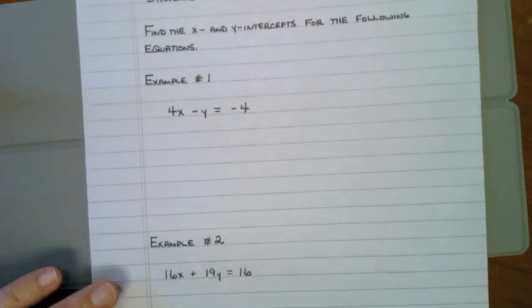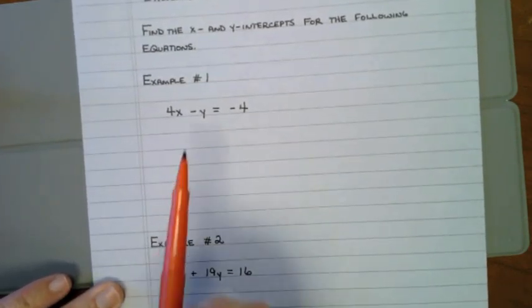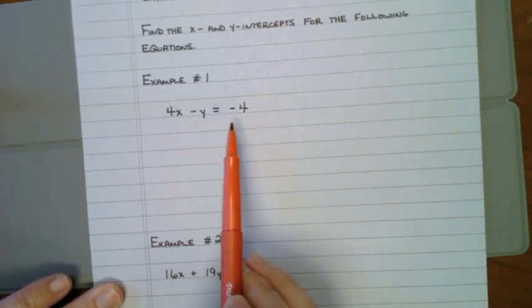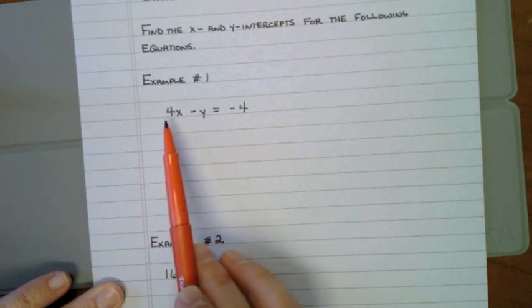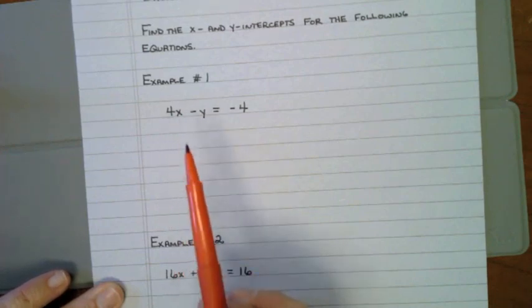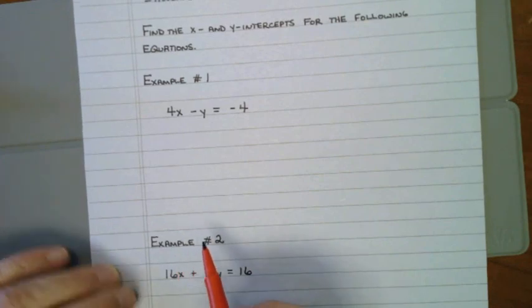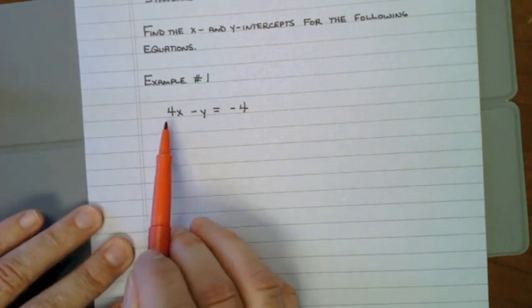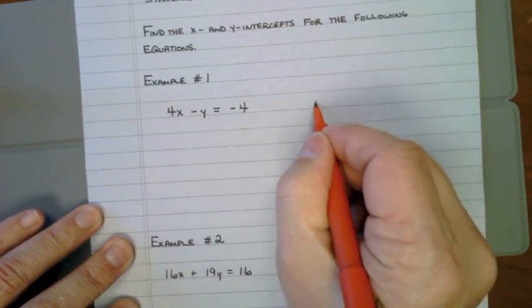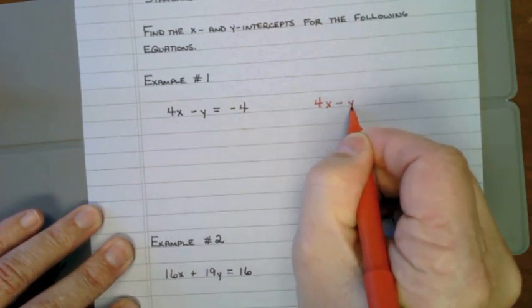So our first example is 4x minus y is equal to negative 4. This is in standard form. All the variables are on the left side. They're in alphabetical order, no fractions, and the first one's not negative. A great way to do this is to write the equation twice. So I've already got it written once. I'm going to write it down over here again.